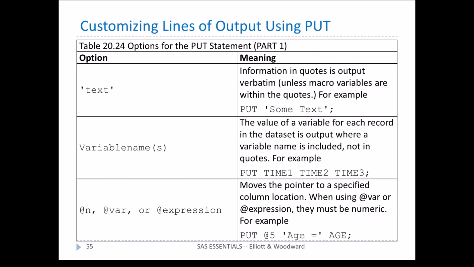All right, so let's look at how to customize lines of output using put. And we've seen text. We can simply put text in quotes. It can be single or double quotes here, and you say put and then some text.